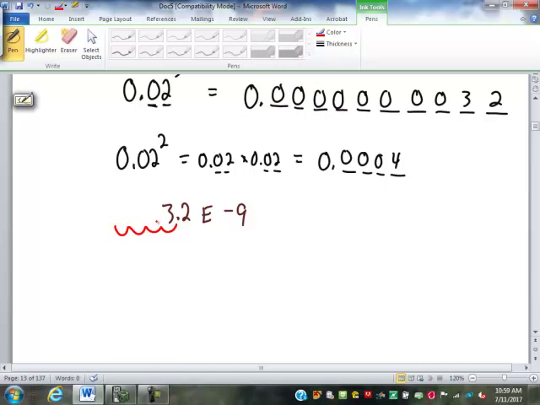So it's 1, 2 is a 0, 3 is another 0, 4, 5, 6, 7, 8, 9. Now there's not 9 zeros, there's only 8 of them. But you had to go 9 places. The first place was the 3. Then the other 8 places had to be filled with zeros.